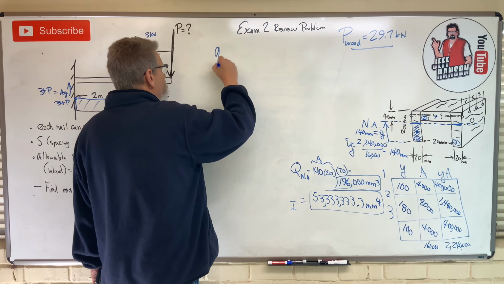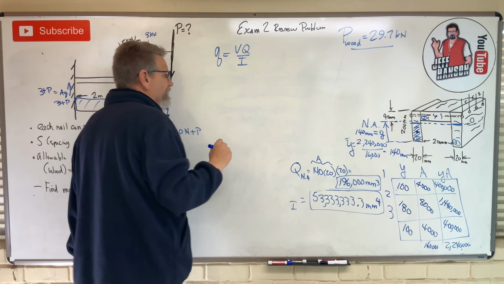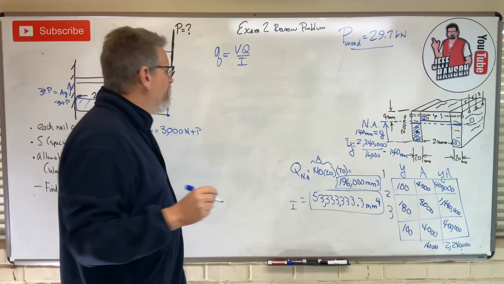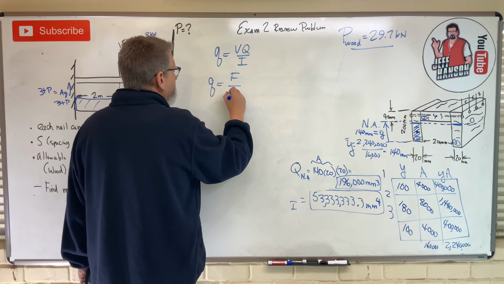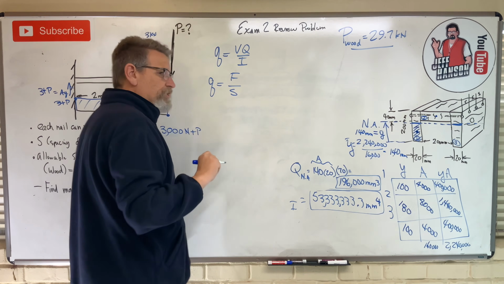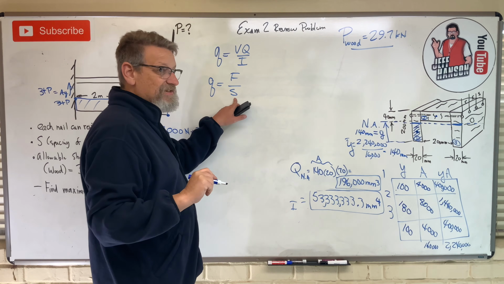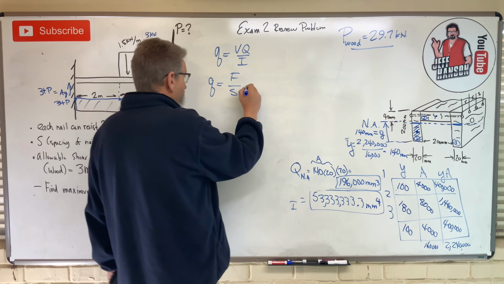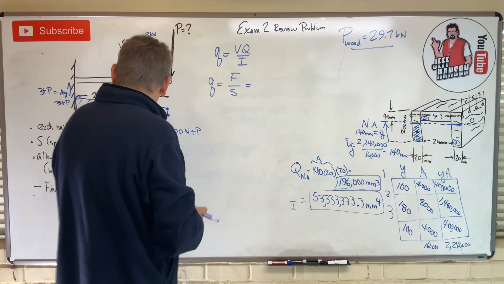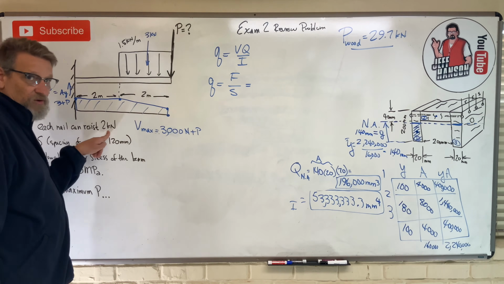I have little q equals VQ over I. That's shear flow. Or little q equals F divided by S. F is the shear force of the nails, divided by S, the spacing. Now the shear force of the nails I know, don't I? The shear force is given over here as 2 kilonewtons for each nail.